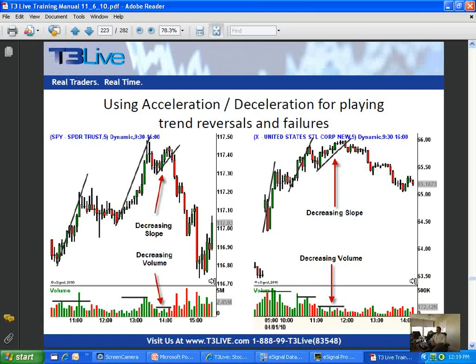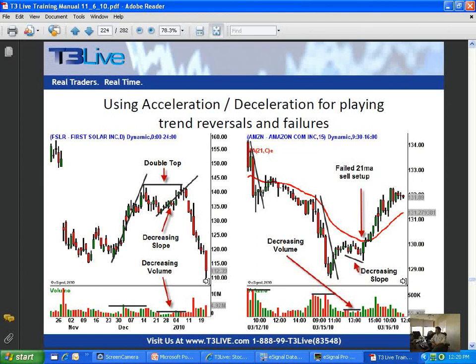Again, these are all concepts. This is not anything that you would actually make trades off of. This is just stuff that when you look at a chart, you're not just looking solely at your moving averages. You're actually looking at the pace and the slope of an acceleration or a deceleration. That's all this really is.